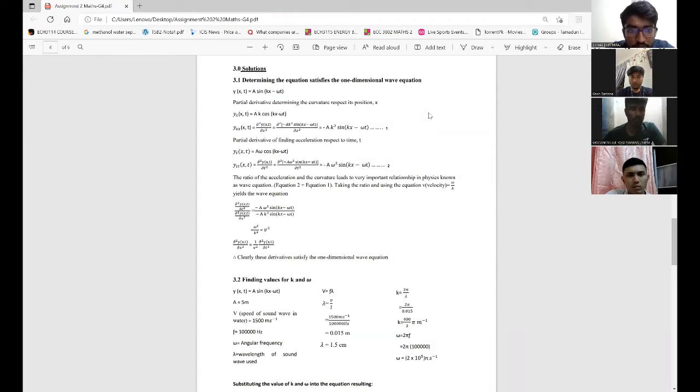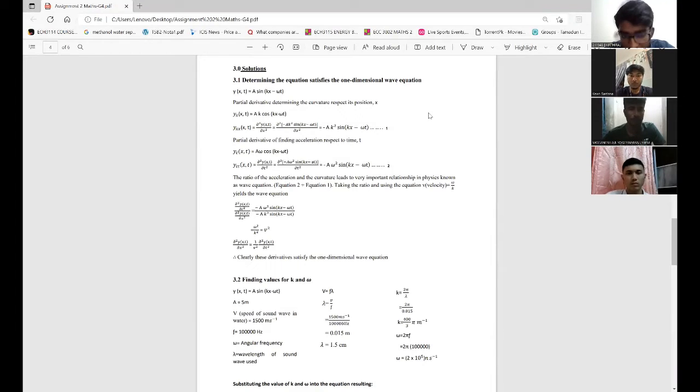So in this case, we will use y(x,t) equals a sin(kx minus omega t). We have to partially differentiate it twice with respect to x and also t, and we get y_xx equals negative a k squared sin(kx minus omega t), and for y_tt, the second partial derivative with respect to t, negative a omega squared sin(kx minus omega t).